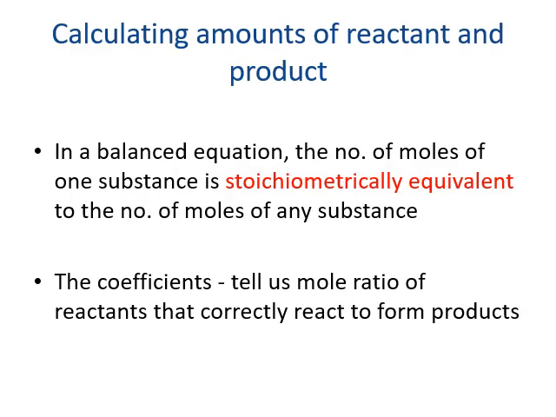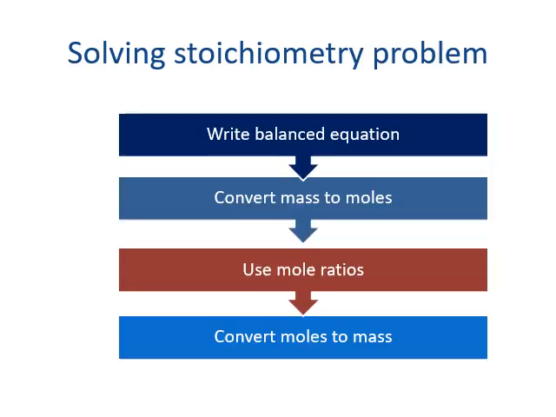How to calculate the amount of reactant and products. Okay, we have to know the stoichiometric equivalent, okay, to the number of mole of any substance. Meaning, the coefficient will tell us the mole ratio of the reactants that correctly react. Because in the end, we want to know how many gram of the reactant has been used, how many gram of the product has been produced.